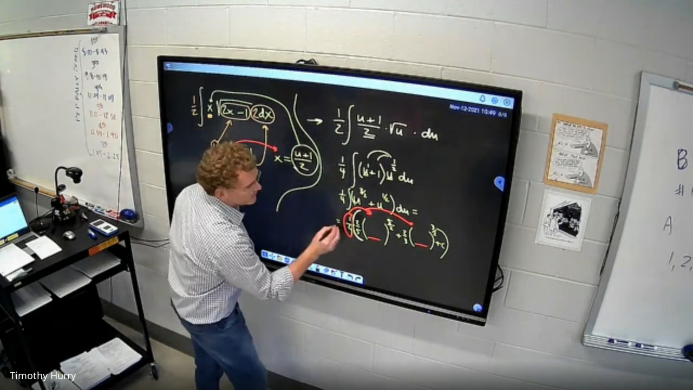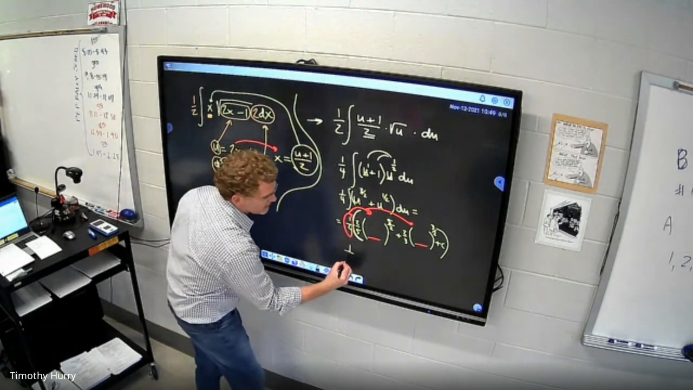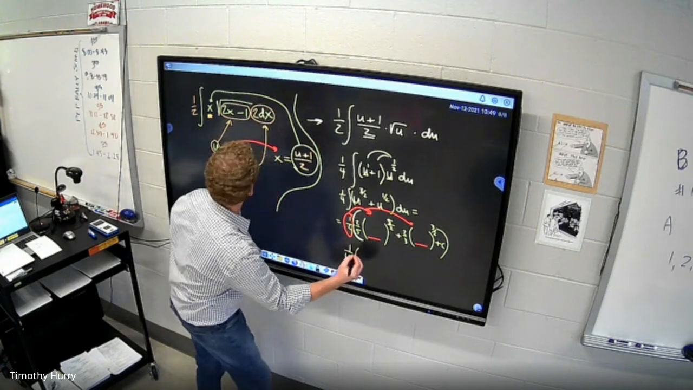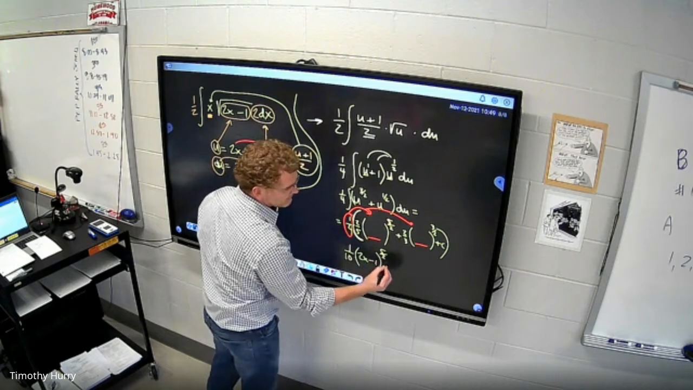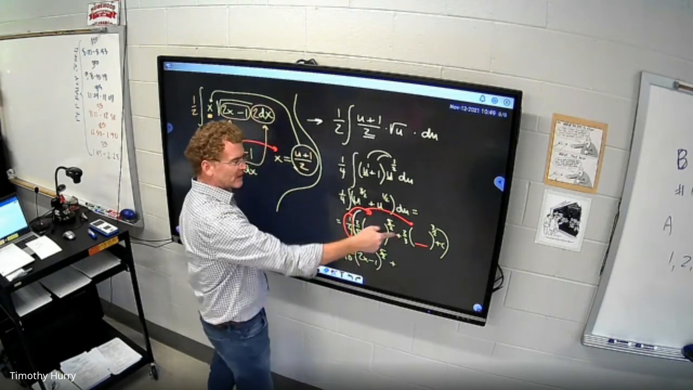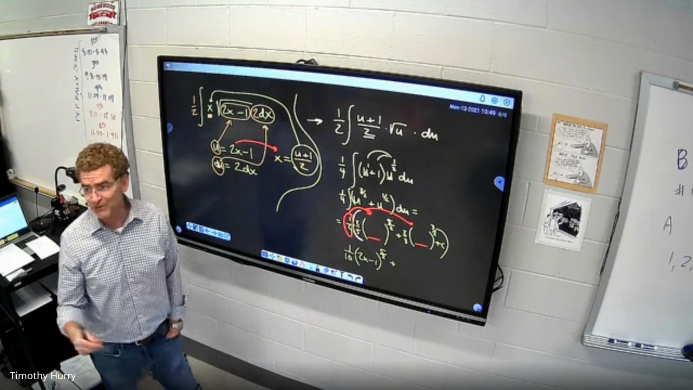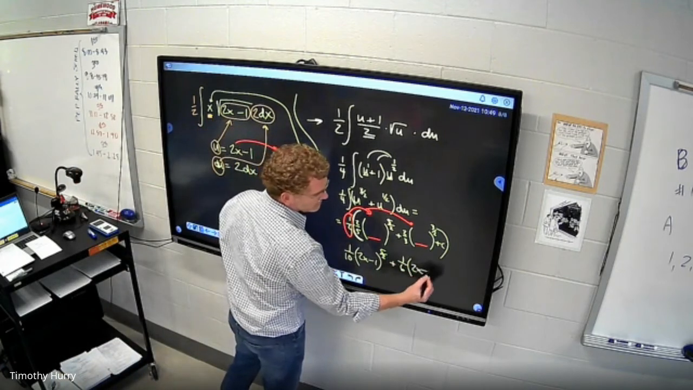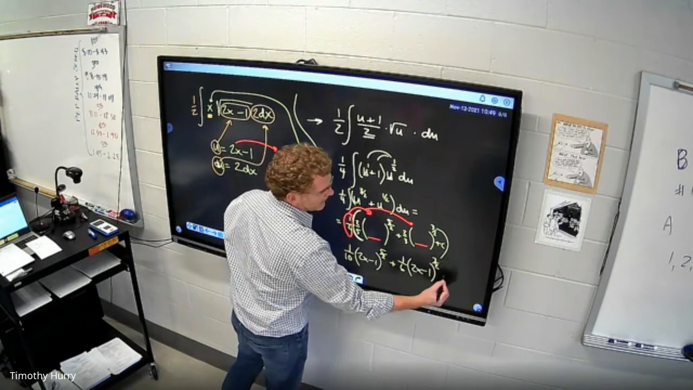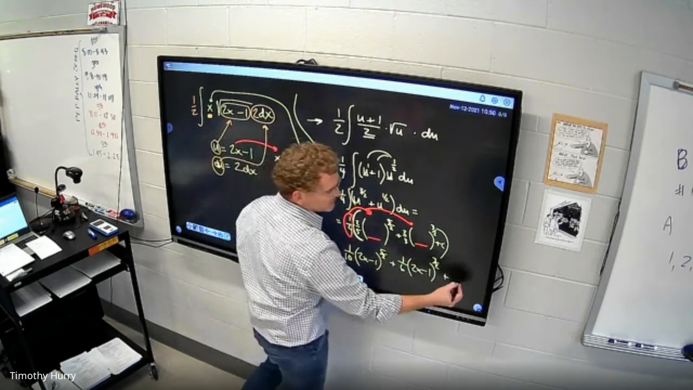So I end up with 2/20, which is 1/10, u, which is 2x minus 1, all of that to the 5/2, and then plus 1/4 times 2/3 is 2/12, which is 1/6, u to the 3/2, and then of course 1/4 times c is just another constant.